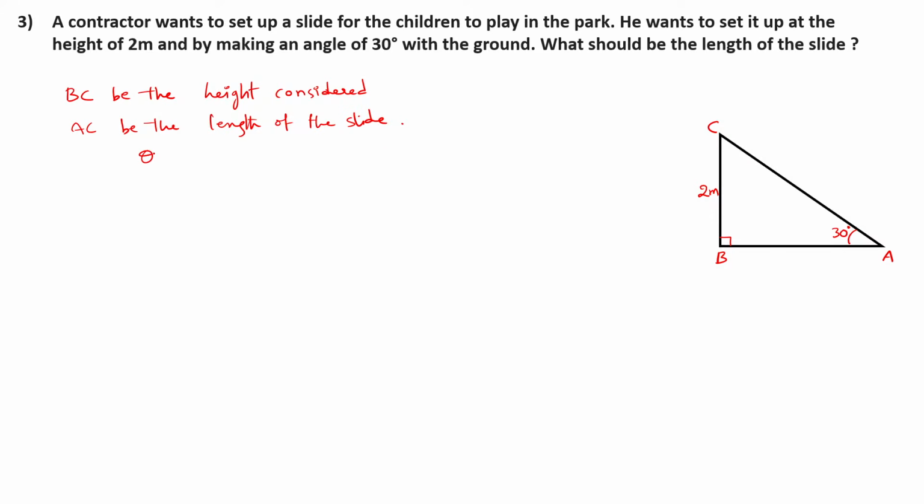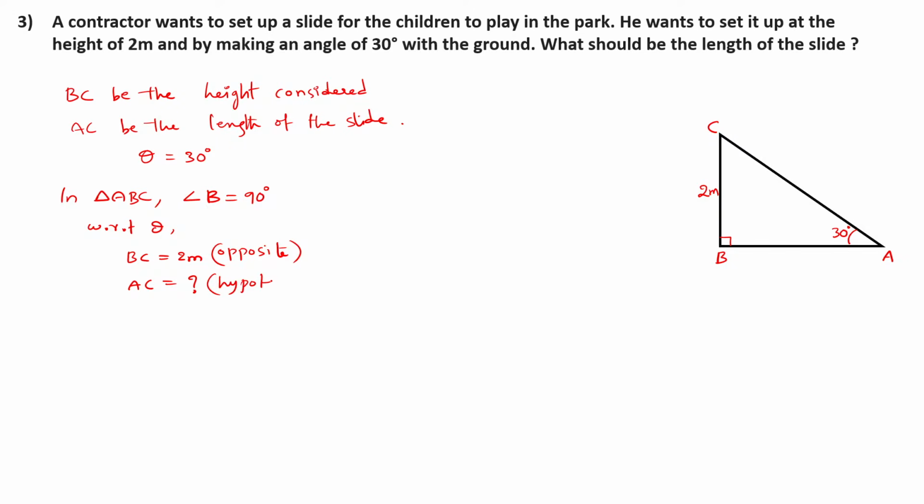Now angle of elevation is given as 30 degrees. Now in the triangle ABC, from the figure, angle B is equal to 90 degrees. So it became a right angle triangle, where with respect to our acute angle theta, BC is equal to 2 meters given, and it is the opposite side to the acute angle. And next, AC we need to find, and this is the hypotenuse.